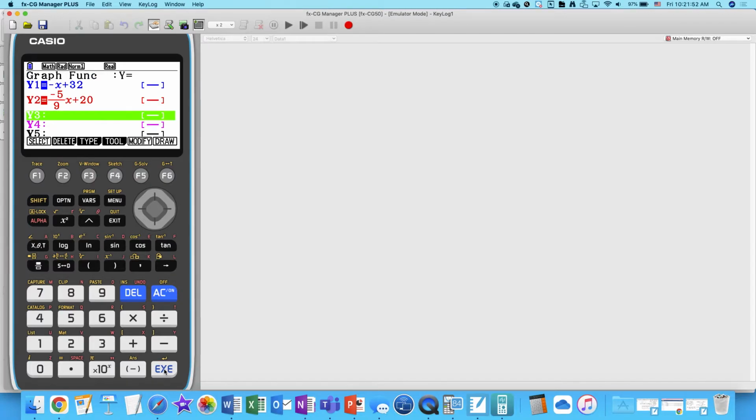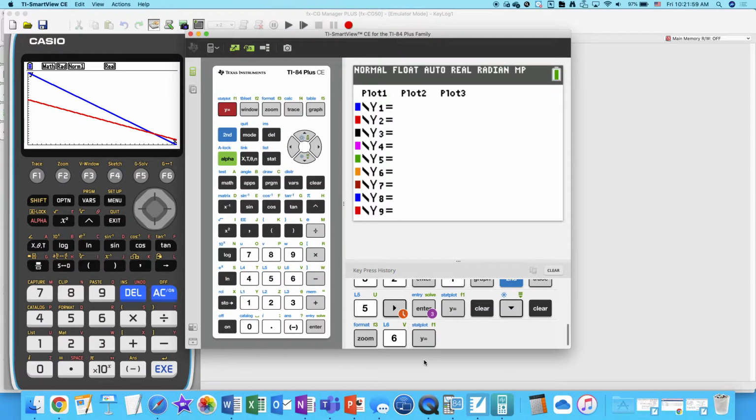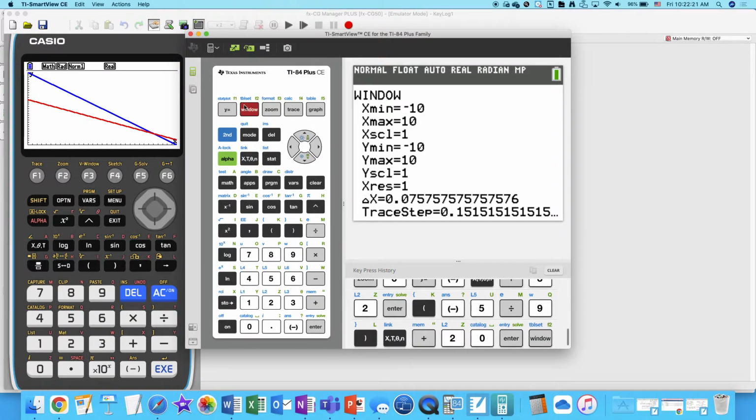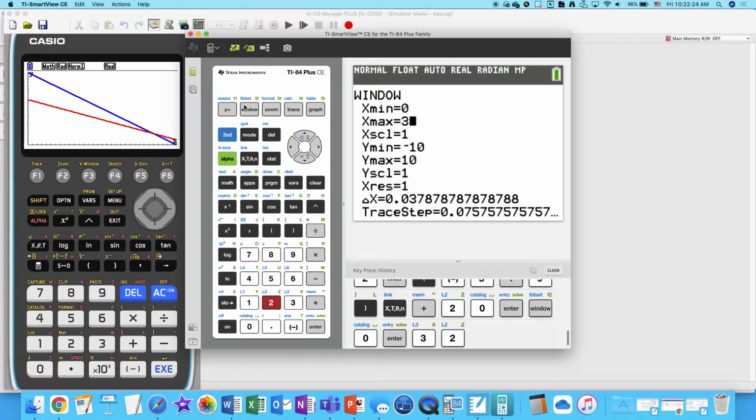On the TI, we're going to enter in negative x plus 32 and negative 5 over 9 x plus 20. Okay, and then of course we have to change the window settings to be exactly the same. And then we can hit graph, and you'll see the exact same image.